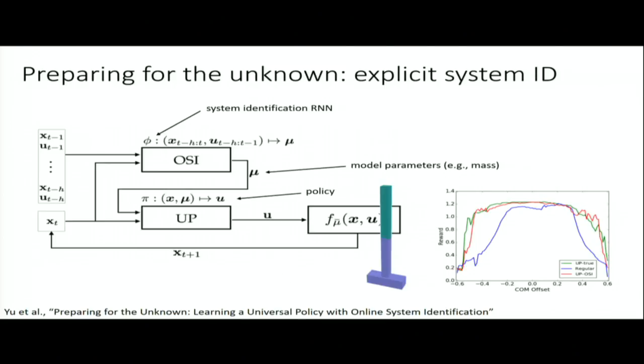Now, one of the important points here is that the system identification network is trained together with the policy, which means that the policy might succeed not just because it's getting the true parameters, but because it's getting whatever parameters it needs to take good actions. So does anybody have any questions about this method? Okay, let's continue.